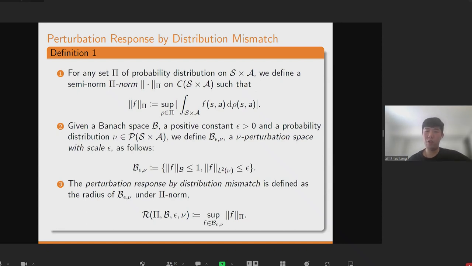Second, given a Banach space B and a positive constant epsilon greater than zero, and a probability distribution nu on S times A, we can define the new perturbational space with scale epsilon as B sub epsilon and nu, which is just the function space with functions whose B norm is bounded by one and L2 norm is bounded by epsilon. This is motivated by the fact that in supervised learning in a kernel class, we can efficiently obtain an estimation of the target function so that their difference is bounded in the B norm and small in the L2 norm. Finally, the perturbational complexity by distribution mismatch is just the radius of B sub epsilon and nu.